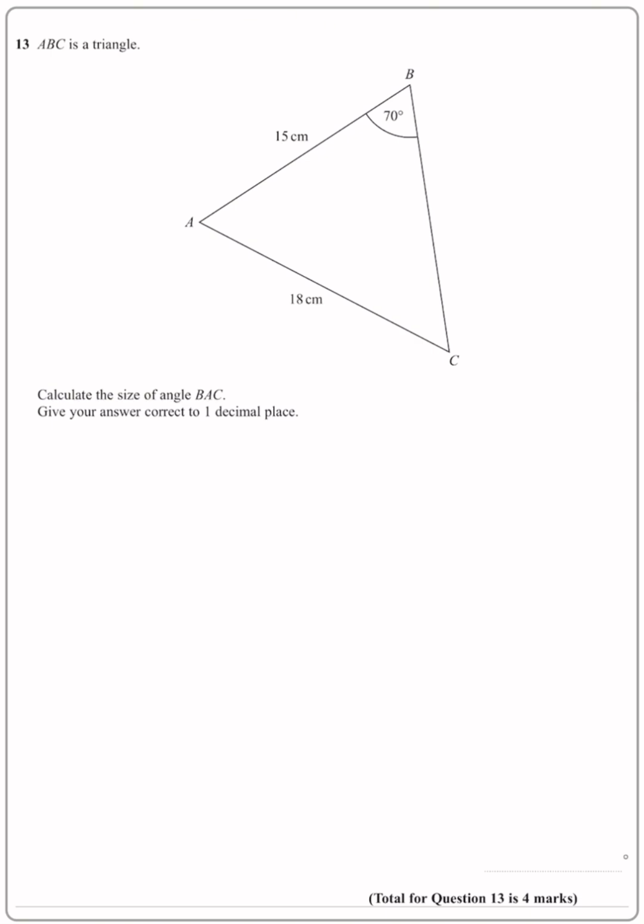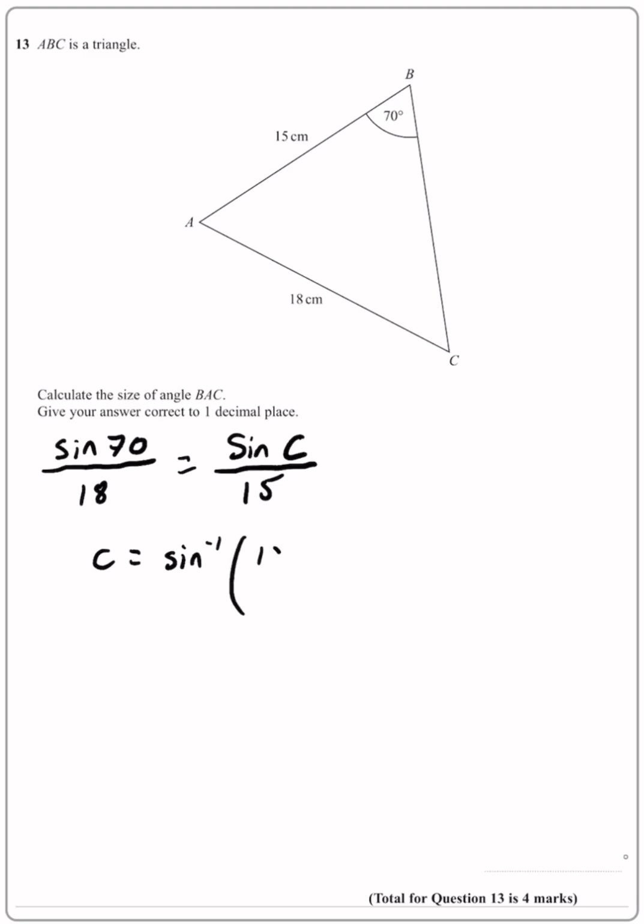Question 13. So this is the non-right-angled trig. We've got a sine rule going on here. So sine of 70 over 18, that's the opposite, is equal to sine of the angle at C over 15. I know we want the angle at A, but once we have 2 out of 3 angles in the triangle, we can quickly work out the third. So C will be inverse sine of, times both sides by 15 to bring it up and inverse sine it. Inverse sine of 15 sine 70 over 18, and that comes out as 51.5 degrees.